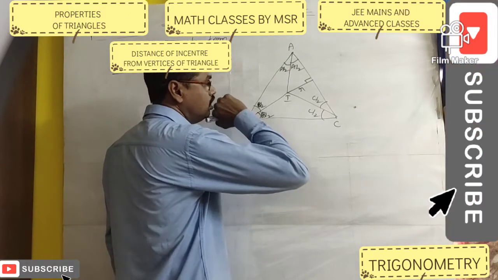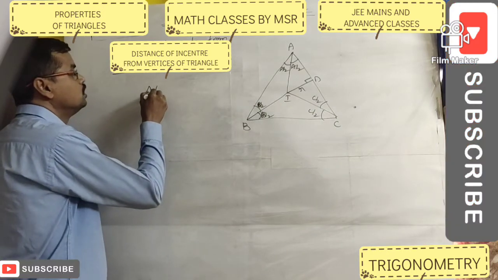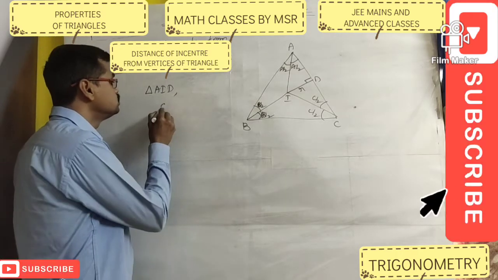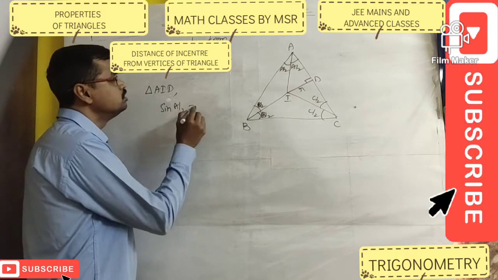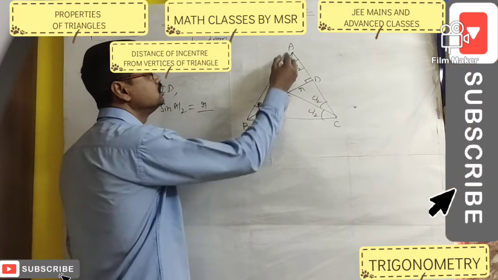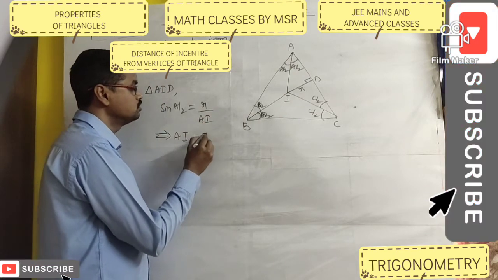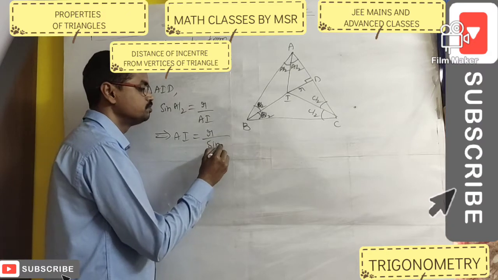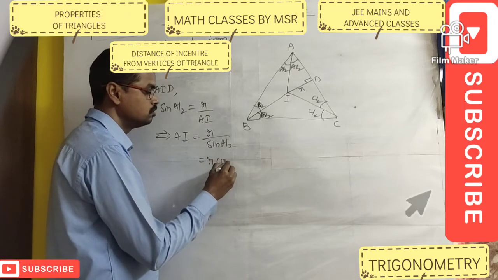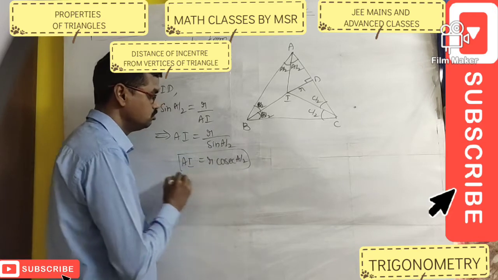Take the triangle AI, suppose some D it is. Triangle AID you take. Sin A by 2, how much? Sin A by 2 is opposite side by hypotenuse. Opposite side is r, hypotenuse is AI. That implies AI will be equal to r by sin A by 2, that is r into 1 by sin A by 2, which is cosecant A by 2. So AI is r cosecant A by 2.